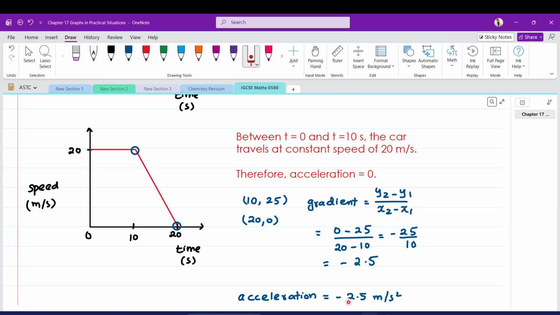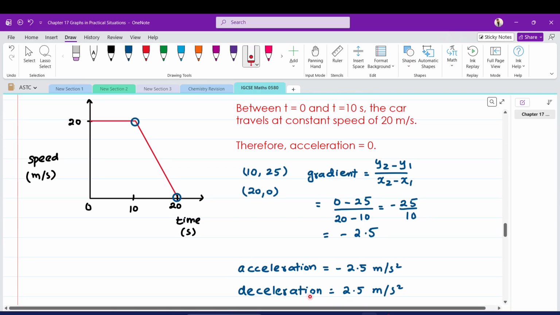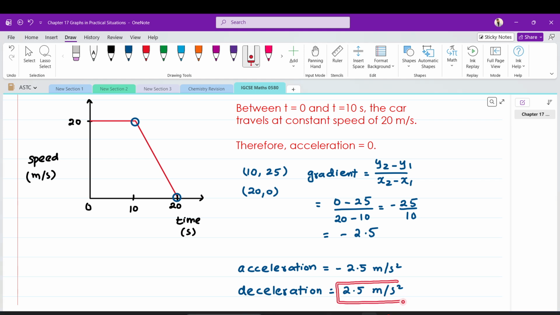So when your acceleration is negative, we have another term for that, which is deceleration. So deceleration is going to be 2.5. Remember, when the question asks you to work out the deceleration, you only have to give the magnitude. You only have to give the value, not the sign, because the sign is already included in the word deceleration. If someone tells you deceleration, it automatically means that we are talking about negative acceleration. So we don't have to put another negative into our value.